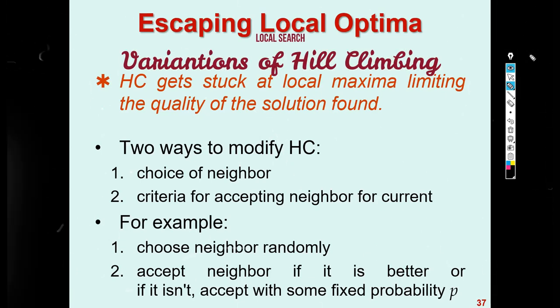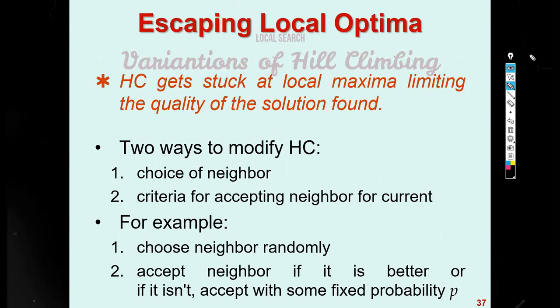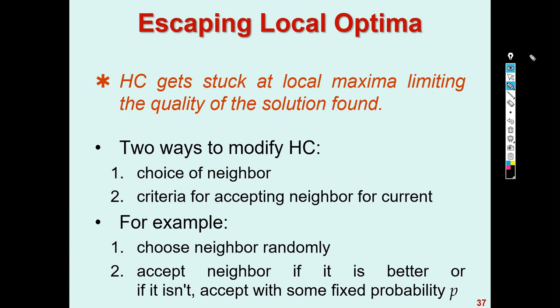So in the previous part we have seen the problem or the drawbacks of the hill climbing search. The drawback was the hill climbing search can get stuck at a local maximum value or a local optimum value, which is not the best solution, and in that case we will have to settle for a solution which is not the best one.